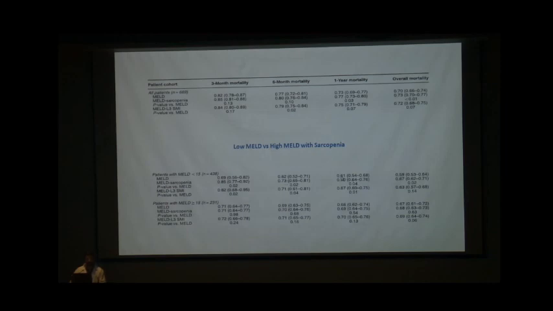It is higher than MELD alone and MELD with L3 skeletal muscle index at 3 months, 6 months, 1 year, and overall. Whereas if we include patients with MELD more than 15 and sarcopenia, then it was comparable, or rather decreased, compared to MELD with skeletal muscle index or MELD only. So overall, MELD with sarcopenia performed better in predicting 3-month, 6-month, 1-year, and overall mortality, at 0.73.